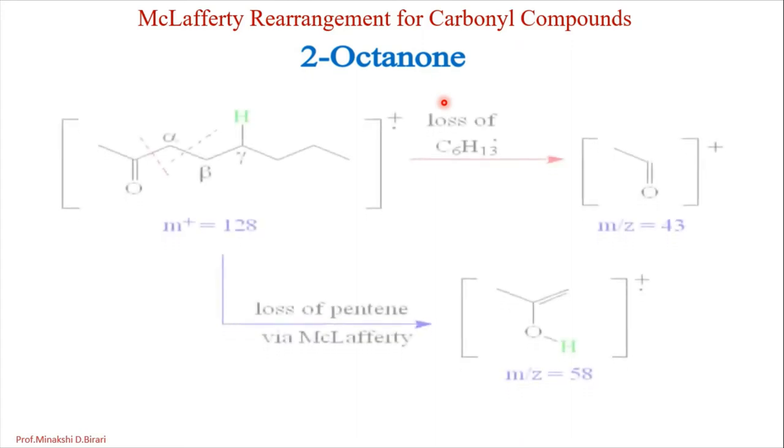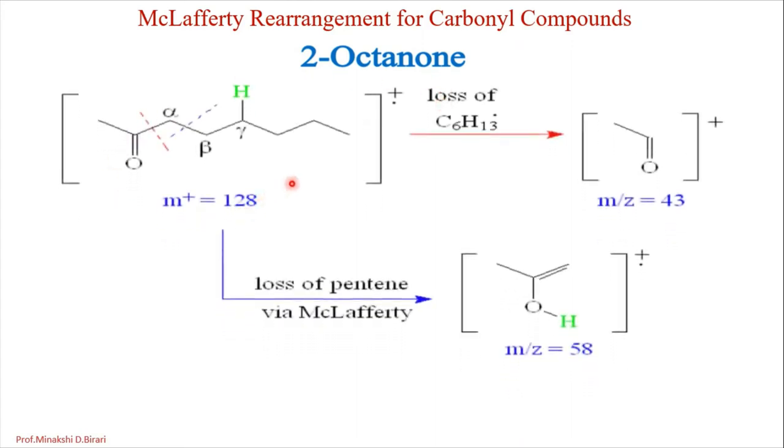Again, the McLafferty rearrangement for a particular example of a carbonyl compound, 2-octanone, a ketone. So let us see this particular example. Here also the gamma hydrogen is present. As we know, this will be the alpha position, it is the beta, and it is the gamma position. The molecular ion peak, the fragment or the mass to charge ratio, can be observed at 128.